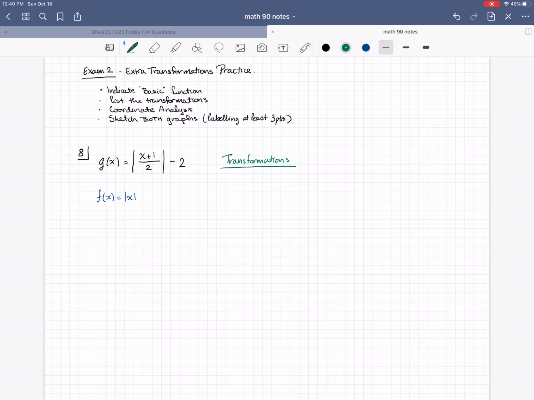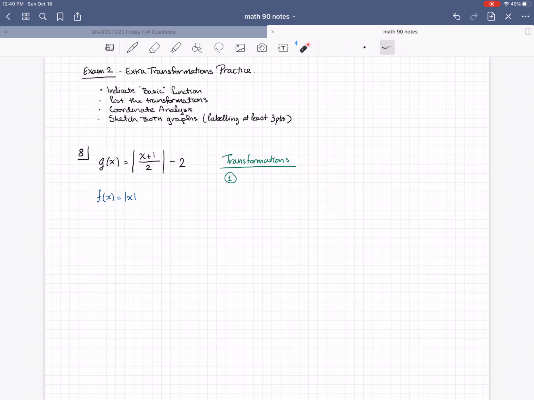Okay, so what do we have here? Well, we have this over 2. That's going to be something in the transformations, the stretches and compressions department. We have this x plus 1, so that's going to be a horizontal shift. And we have this minus 2, so that's going to be a vertical shift. So we have 3 transformations total, and one of them is stretch or compression. So we're going to start with that.